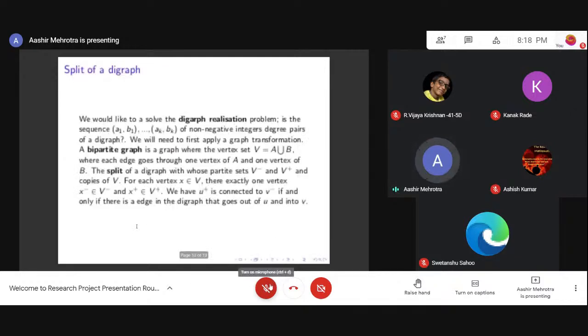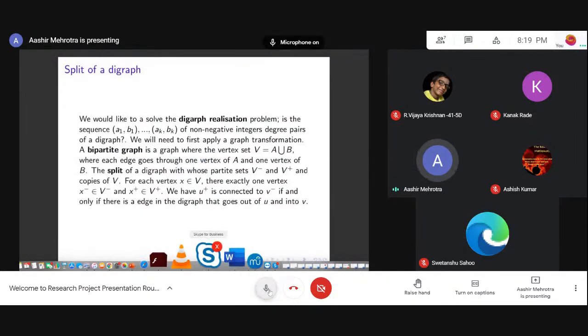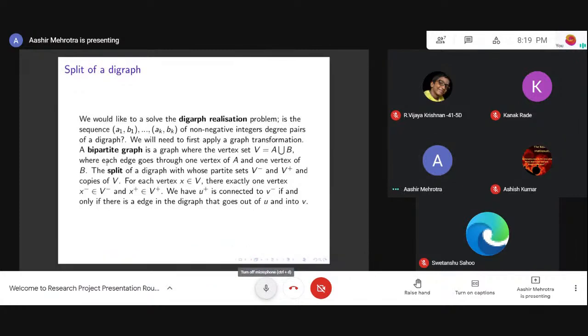We would like to solve the digraph realization problem. So we want to find, if we are given a sequence of pairs of non-negative integers, whether it is the degree pairs of a simple digraph. I'm sorry for that. So we will first need to apply a graph transformation.